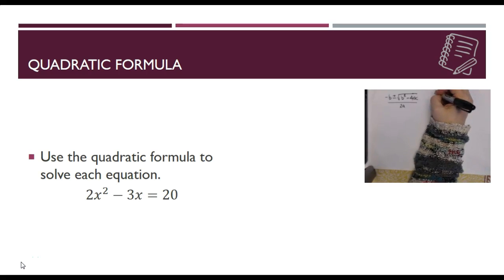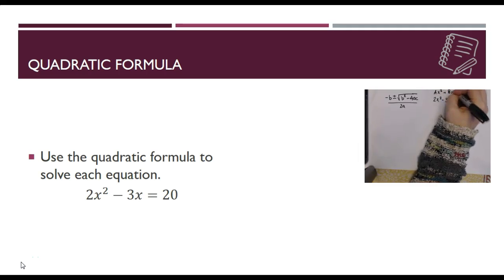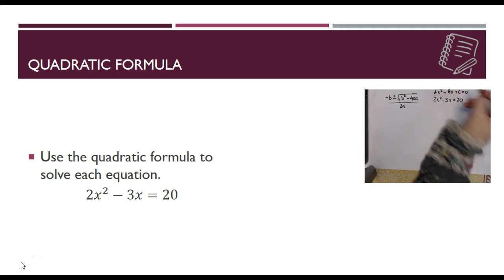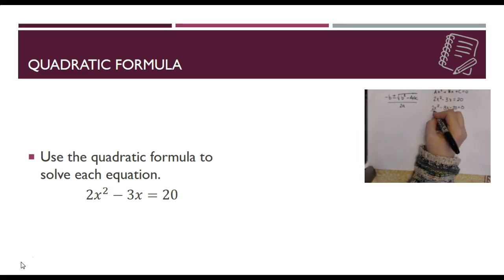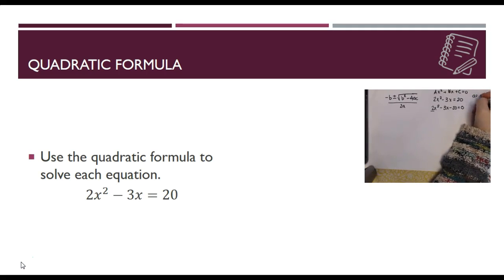Remember, this must be written in the format ax squared plus bx plus c equals 0. So I need to go ahead and make this equal to 0, so I'm going to subtract 20 on both sides. And by subtracting 20, I will get a perfect setup for using the quadratic formula. Remember, this is a, it's going to be 2, my b is going to be negative 3, and then my c is going to equal negative 20.